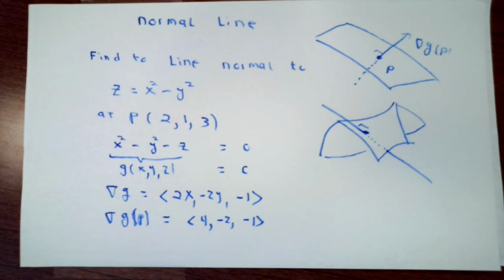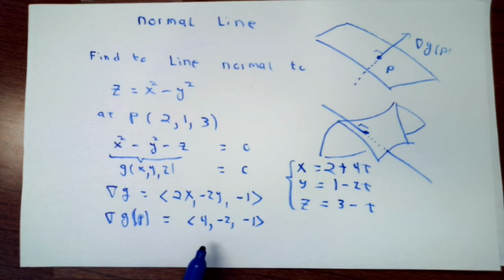In view of our preceding comments, we can just write the equations for the normal line down. In x, y, and z, the constant terms are just the x, y, and z coordinates of a known point, P in this case. The coefficients of t, the 4, negative 2, and negative 1, are the components of the vector that the straight line is parallel to. Observe, you could also write this as a vector-valued function if that were more convenient.